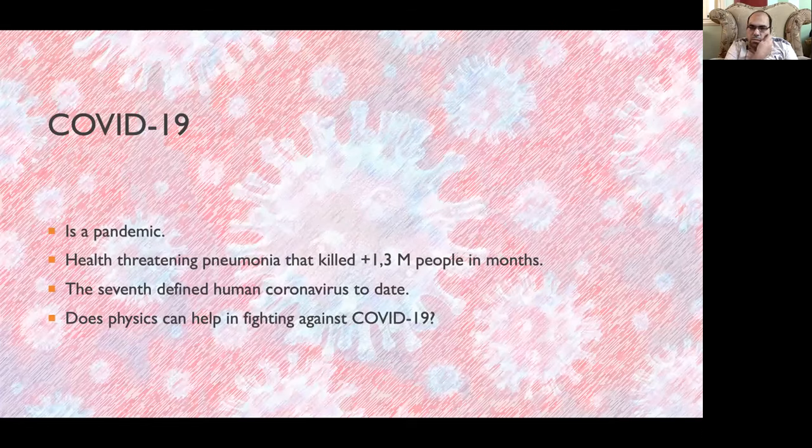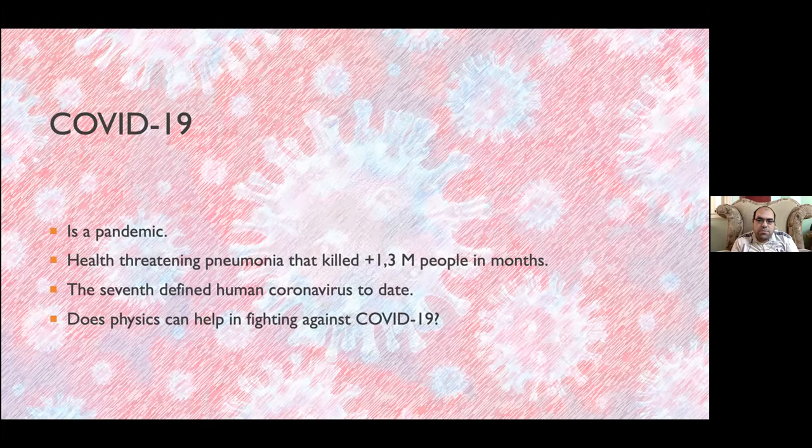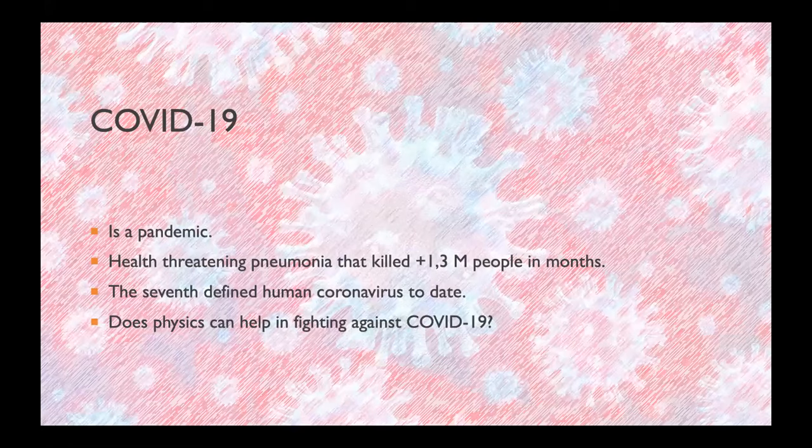All of us know that more than 1 million people have died due to the pandemic, and more than 50 million are infected with this virus. This is the seventh defined human coronavirus to date, so we have had six different strains of human coronaviruses during the last 20 years, and we will see how physics can help fight against COVID-19.